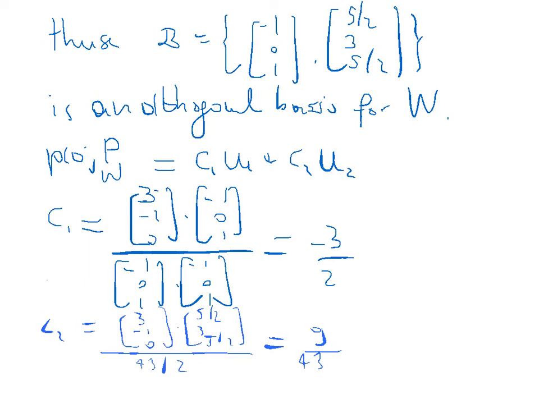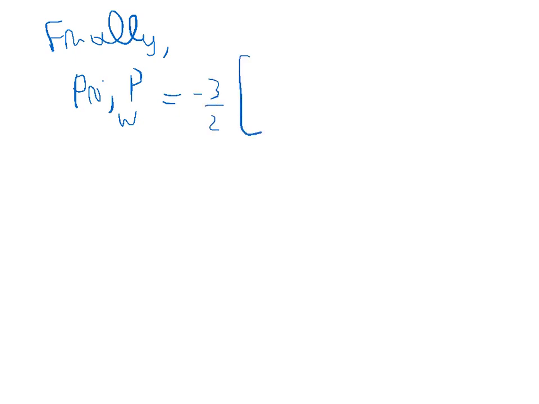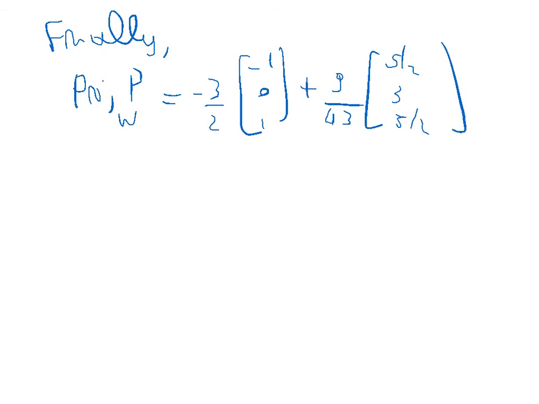Then we are ready to calculate the projection of P onto W. That's going to be equal to negative 3 halves, because C1 is negative 3 halves, multiplied by the vector (-1, 0, 1), plus 9 over 43 multiplied by the vector (5/2, 3, 5/2). And therefore we end up with 1 over 43 multiplied by the vector (87, 27, -42).